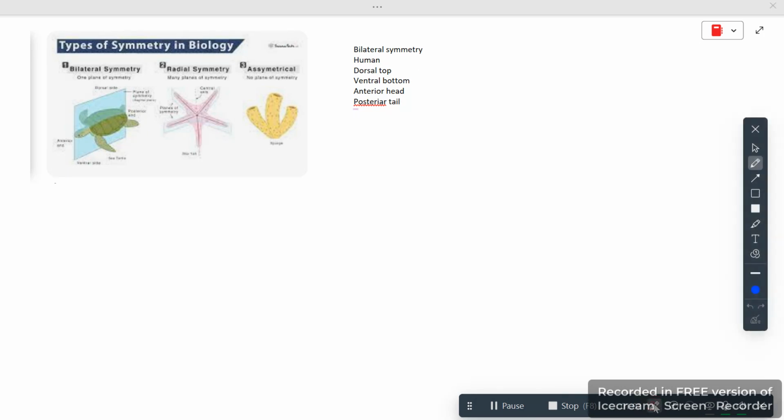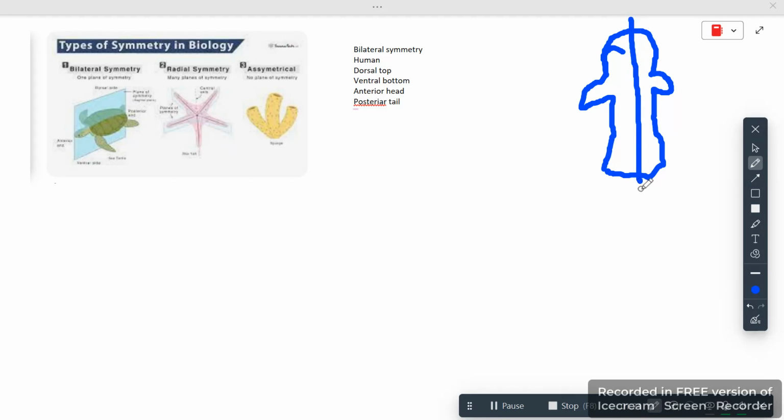This simply means, if this is the human, consider this as anything you want, but look, it is equal from both sides. If I make an equal mark, you can see the human dorsal, which means the top side, then the ventral bottom side, the anterior head region, then the posterior, which is the tail side.